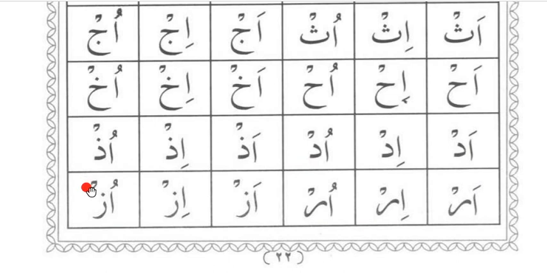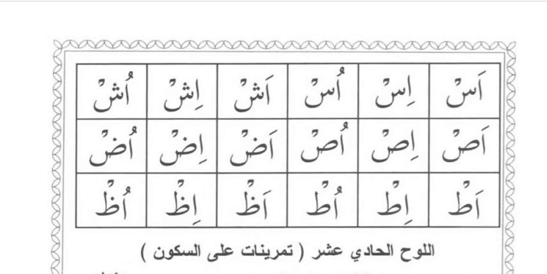See this sign, it means after that there is no vowel. Only this sound will come out. Okay? Alif sa as. This is sa. Alif seen as. Alif seen is. Alif seen us. Alif seen ash. Alif seen ish. Alif seen ush.